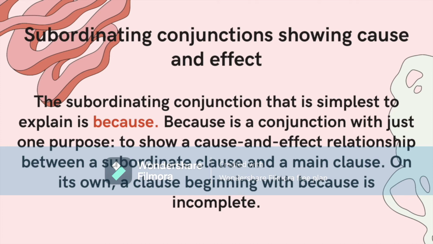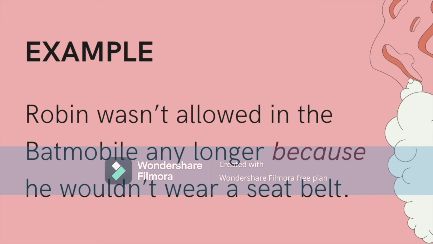Subordinating conjunctions showing cause and effect. The subordinating conjunction that is simplest to explain is because. Because is a conjunction with just one purpose: to show a cause and effect relationship between a subordinate clause and the main clause. On its own, a clause beginning with because is incomplete. Here is an example: Robin wasn't allowed in the Batmobile any longer because he wouldn't wear a seatbelt. Here, we can see that the conjunction because is placed before the dependent clause. The conjunction because serves as a partition for the independent clause and the dependent clause, which shows the cause and effect relationship.